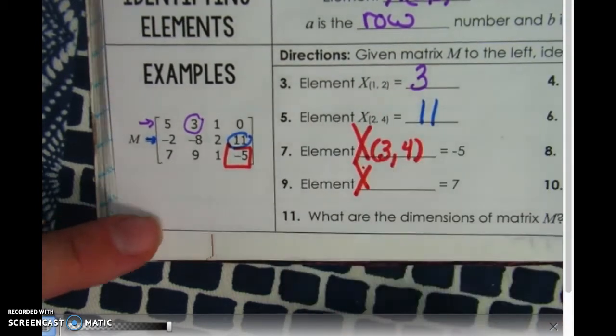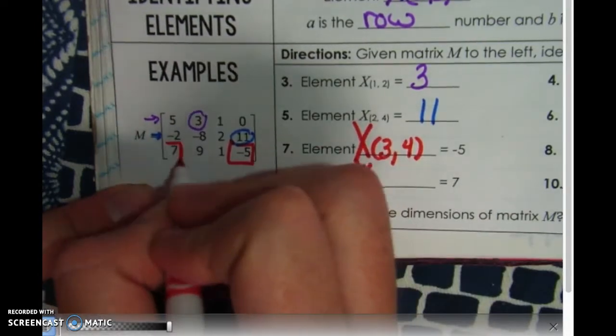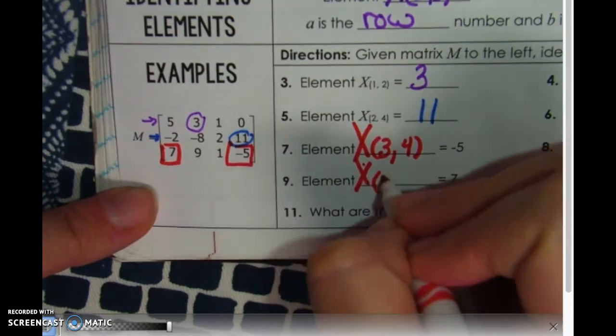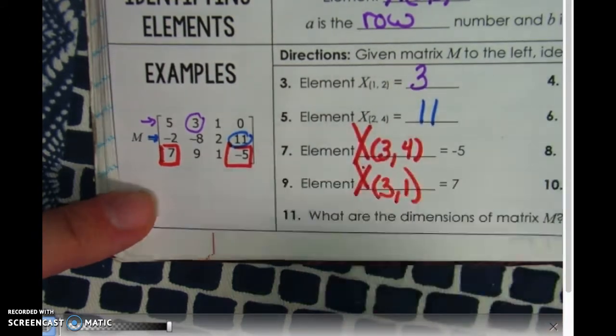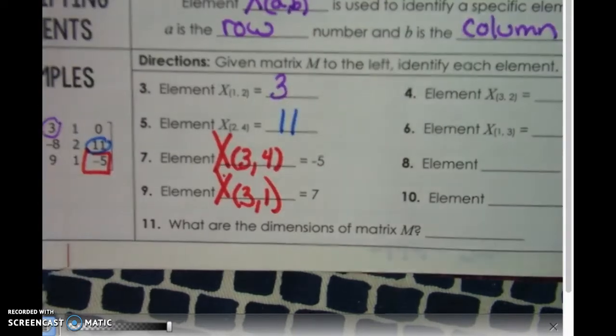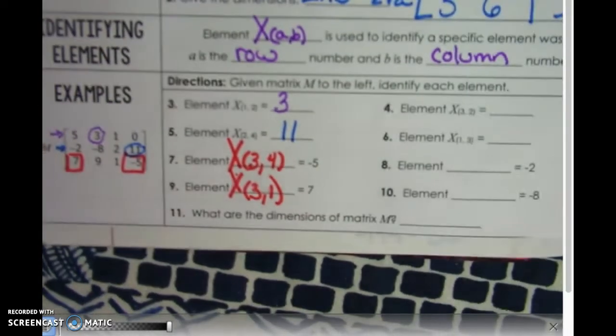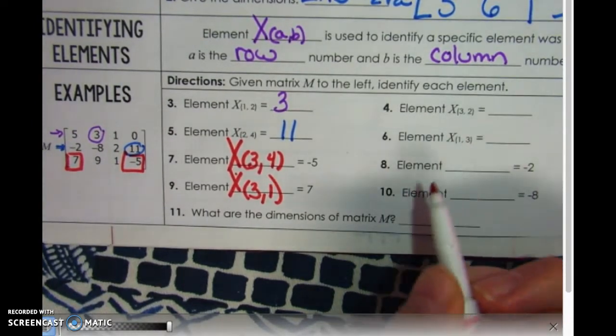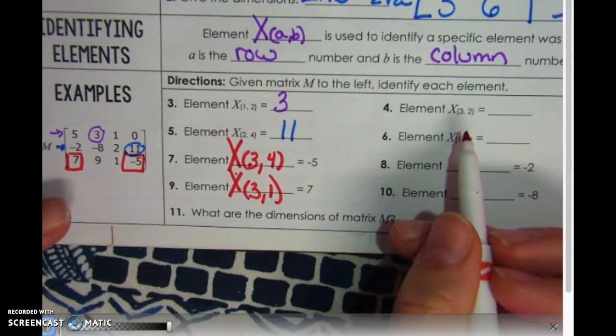So we want to look for 7 now. What row is 7 in? 3. And it's in the first column. All right. Let me zoom in a little bit so I can have both on the screen. All right, who can tell me row 3, column 2? Bobby, what number is row 3, column 2?